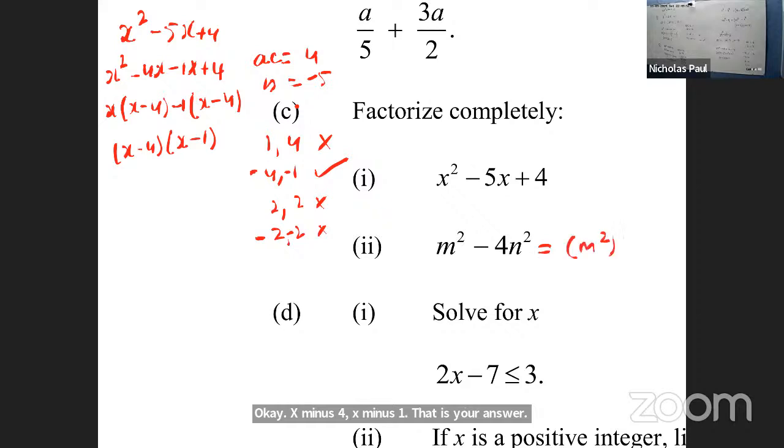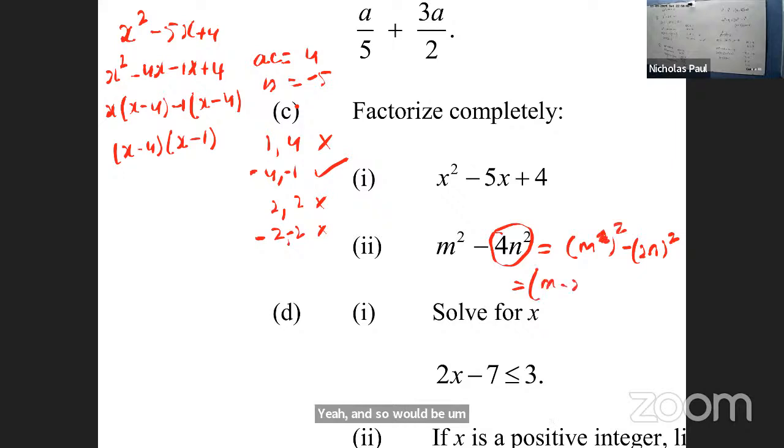Last one, that's the difference of two squares. So that's m squared minus 2n squared. Okay? Always remember you have to write this in terms of something squared, right? The answer would be m minus 2n, m plus 2n. That's the way we factorize.